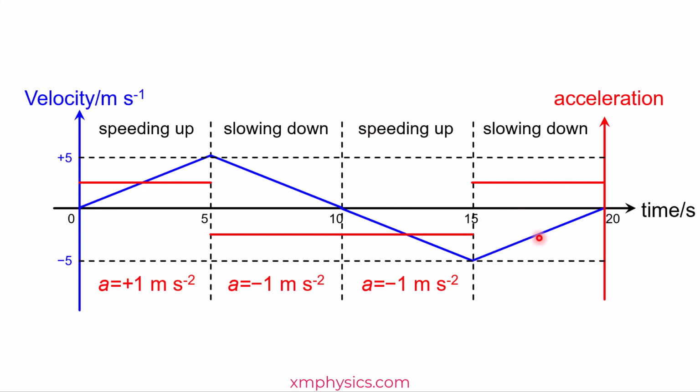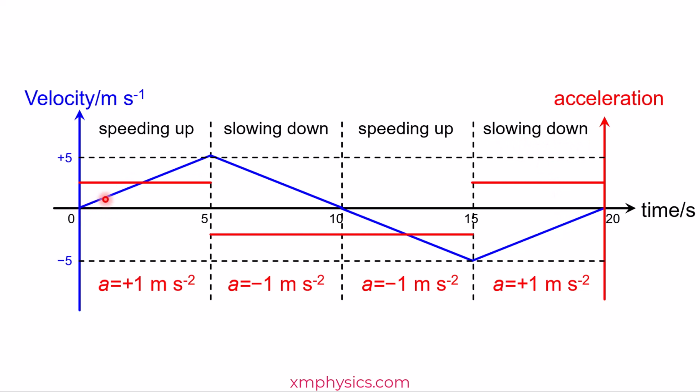Similarly, during this part here, your acceleration is actually positive, even though you're slowing down. Because the numbers representing your velocity is changing from negative 5 to negative 4 to negative 3 to negative 2 to negative 1 to 0. Arithmetically speaking, the numbers representing your velocity is increasing at 1 meter per second every second. That's why the acceleration is represented by a positive number, positive 1 meter per second square. But you are slowing down.